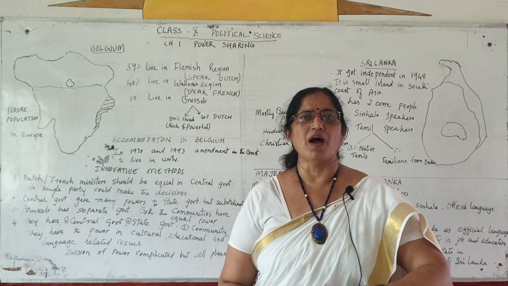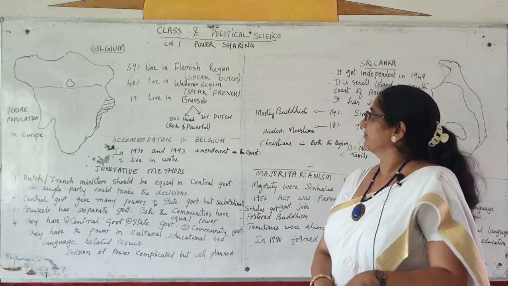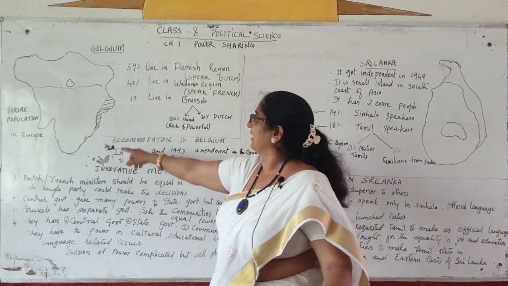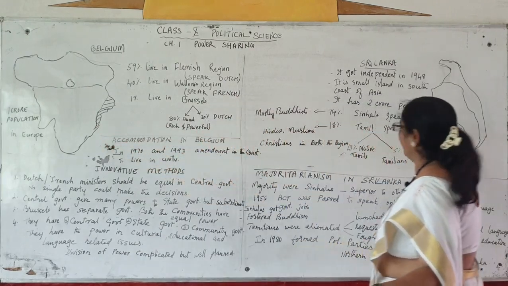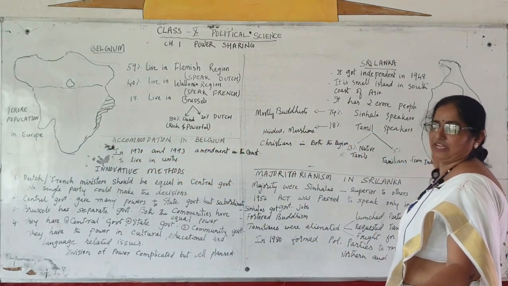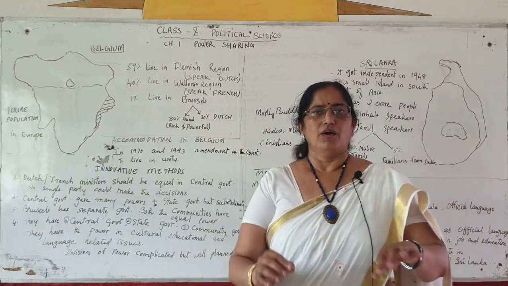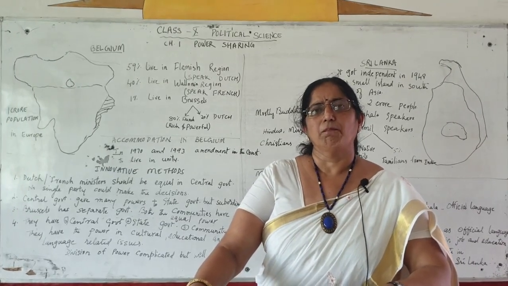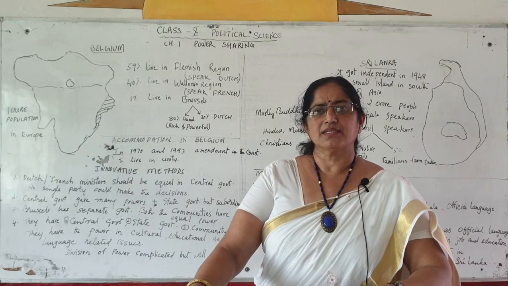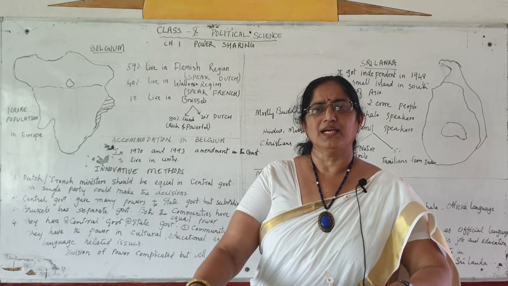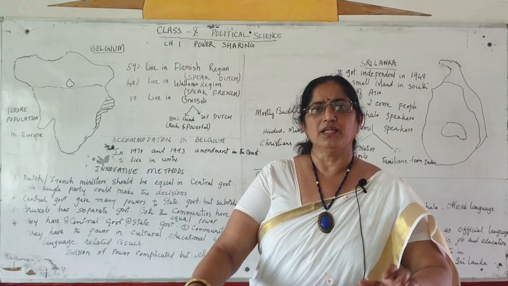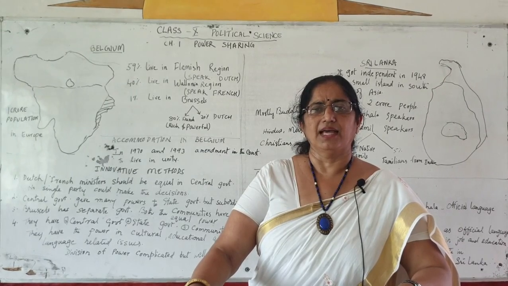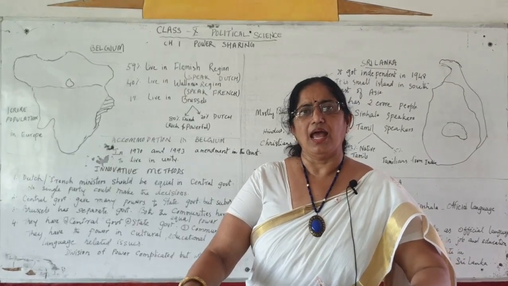The chapter name is power sharing. You have roughly two maps here, that is Belgium and then a little bit of a picture of Sri Lanka. The question comes, what is power sharing? Power sharing is when the government work is divided between a few institutions, for example, executive, legislature and judiciary.